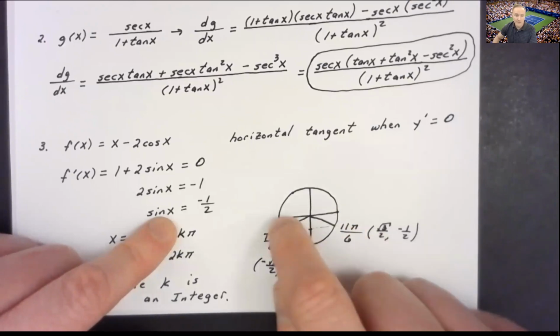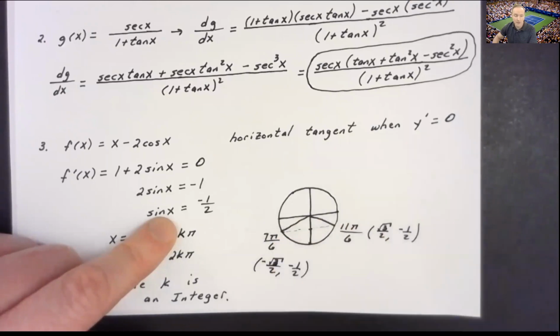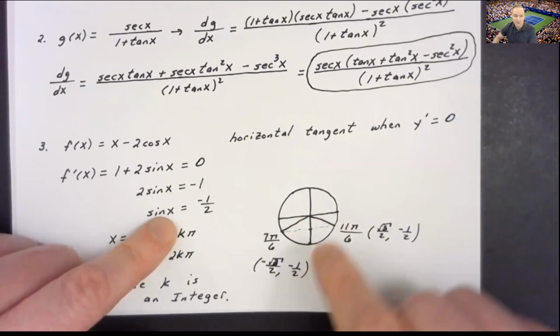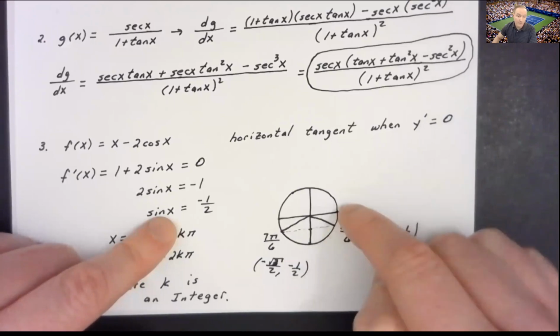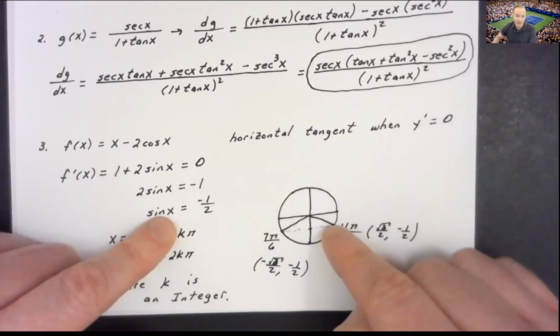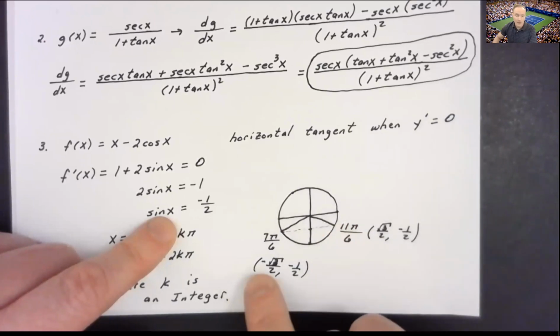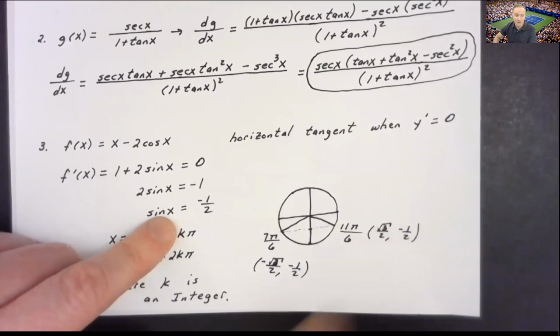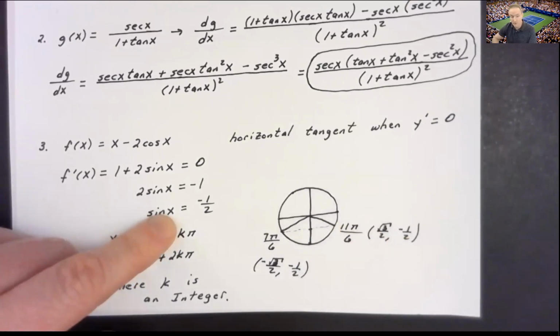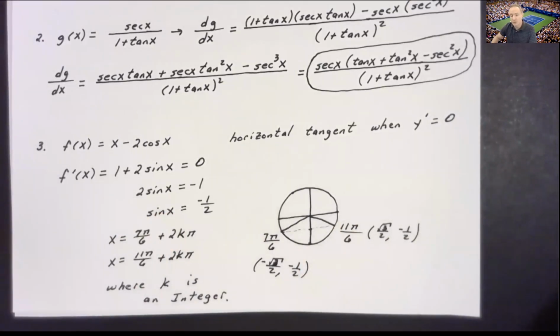In quadrant 3, it's pi/6 radians beyond half a revolution at 7 pi/6. And in quadrant 4, it's pi/6 radians before you get to 2 pi, which is 12 pi/6. So it's at 11 pi/6. And I went ahead and put what the coordinates for both the cosine and sine would be at each of these values. Of course, we only need the sine. So you can say, well, within one revolution of the unit circle, your angles are 7 pi/6 and 11 pi/6.